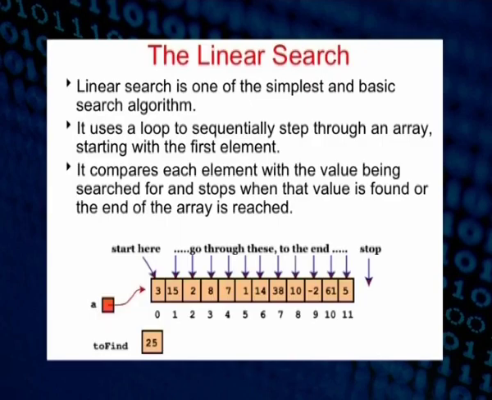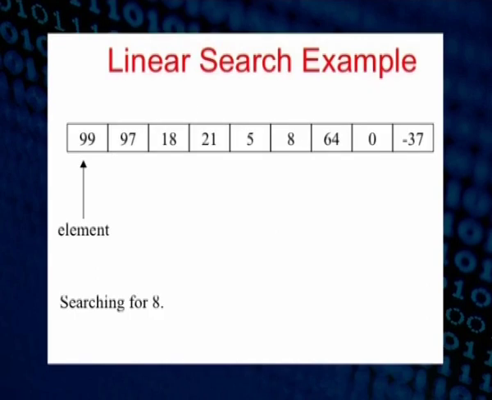Linear search is one of the simplest and most basic search algorithms. It uses a loop to sequentially step through an array starting with the first element. It compares each element with the value being searched for and stops when that value is found or the end of the array is reached. This is shown with a simple example.